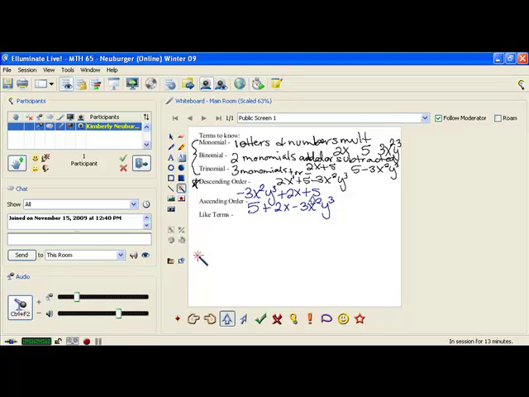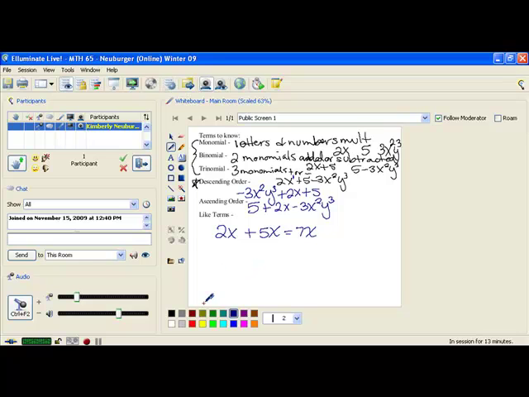Now, the last thing we need to know is what a like term is. Like terms are things that you can combine. So in previous things that we've talked about, we might have had a 2x and a 5x. We were able to add those because those were like terms. They were like terms because they both had the same variable, and those variables were raised to the same exponent. So 2x plus 5x we could combine, and we got a 7x. You can only combine like terms.